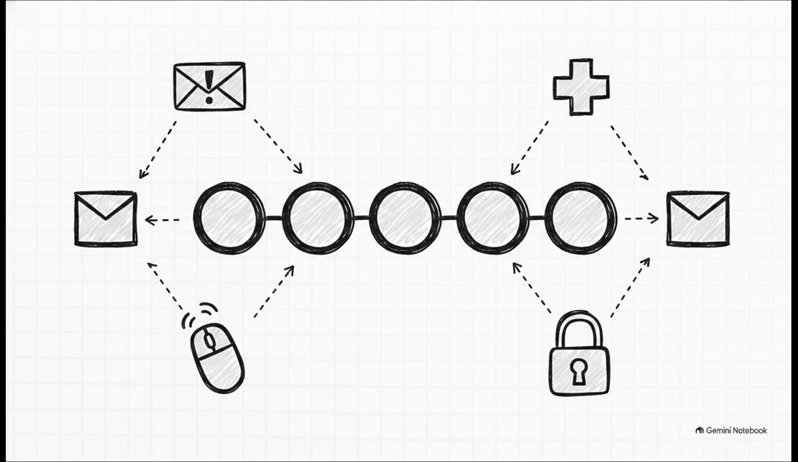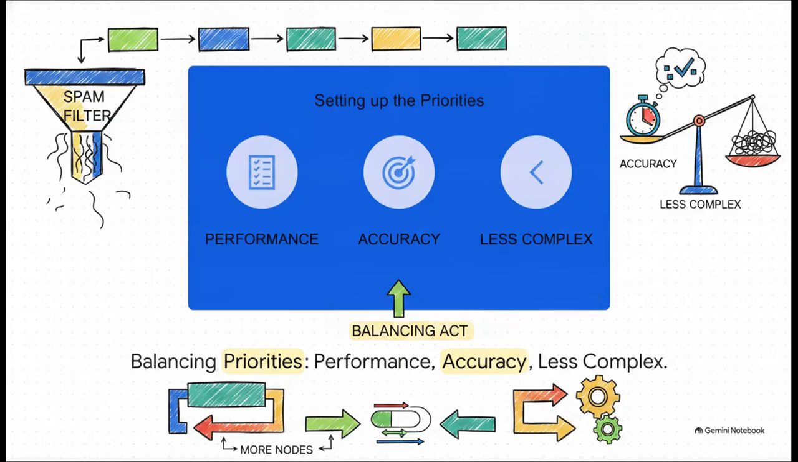You also see this in automated troubleshooting wizards, sequential medical testing software, and graphical event handling frameworks, where a mouse click bubbles up through the UI layers. Sequential data passing is fundamental. But building these systems isn't just about linking objects blindly. Architects have to constantly balance competing priorities. Adding more nodes to a chain might increase the accuracy of your spam filter, sure, but it will directly impact performance by increasing processing time. Plus, it makes the overall system more complex to maintain. It is always a balancing act.